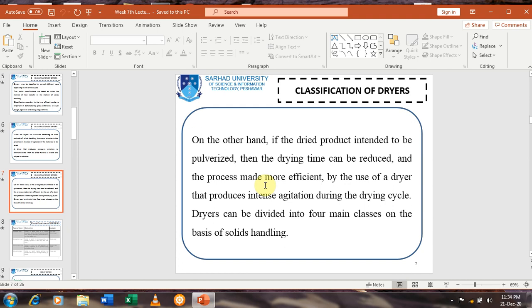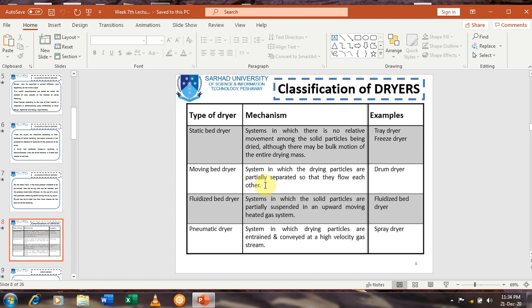On the basis of solid material handling, there are four main classes of dryer, including static bed dryer, moving bed dryer, fluidized bed dryer, and pneumatic dryer. In this lecture we have discussed the mechanism of the static, moving, fluidized, as well as the pneumatic dryer, along with examples.